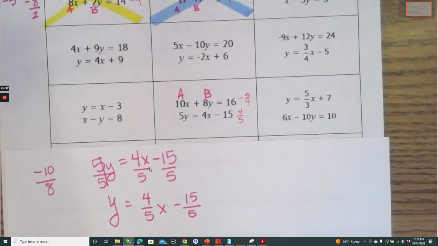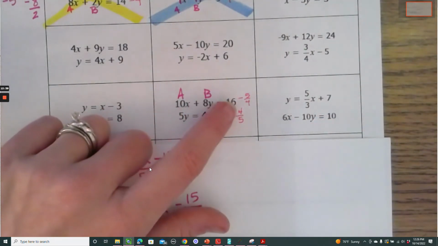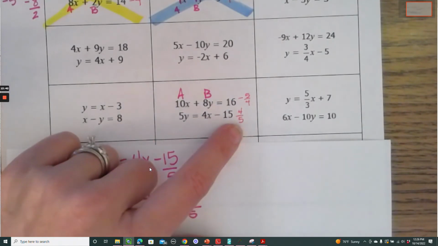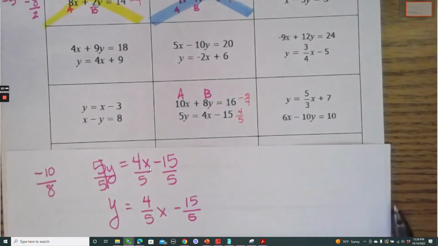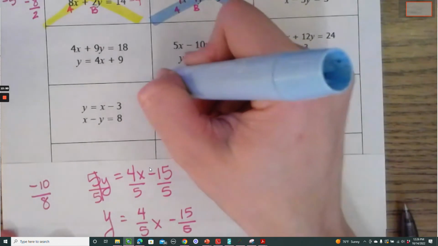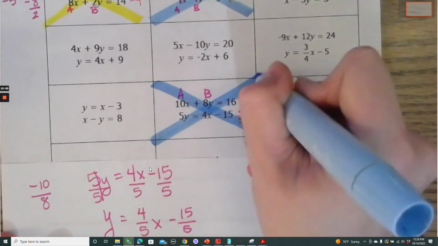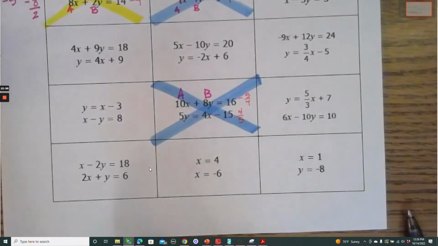Is that a 5 under the 15? Yeah. So negative 5 over 4 and 4 over 5. Are they the same? No. Are they negative reciprocals? Yes. Fractions flipped and the signs opposite. Oh, yeah. There's a lot of blues. There are. All right.